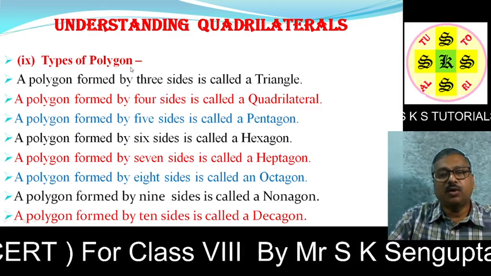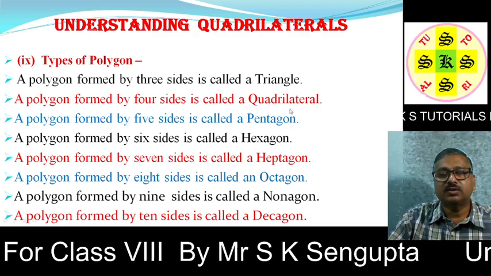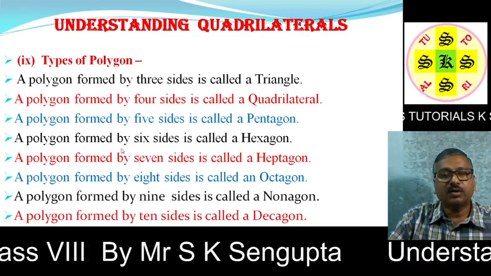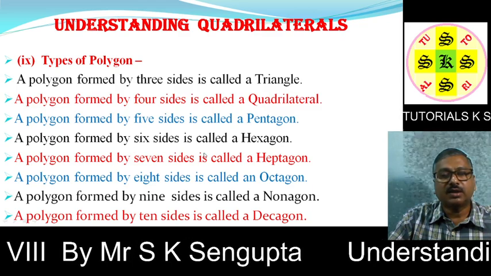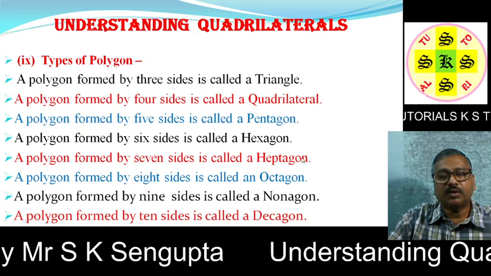So if it is formed with 3 sides, then this is called a triangle. If it is formed with 4 sides, then this is known as a quadrilateral. If it is formed with 5 sides, then it is known as a pentagon. If it is formed with 6 sides, then this is a hexagon. If it is formed with 7 sides, then heptagon.